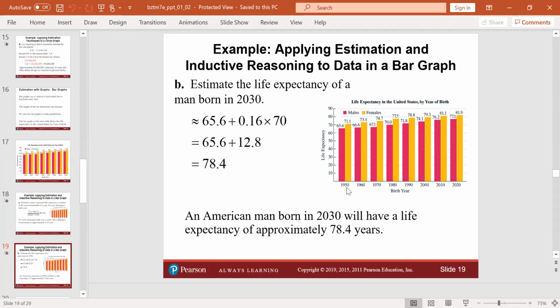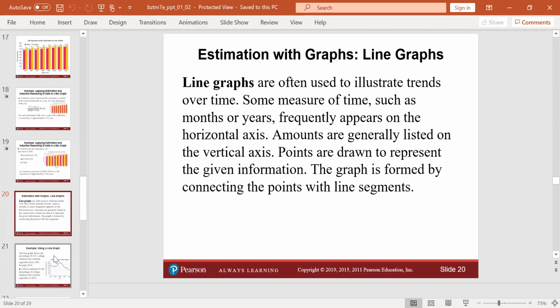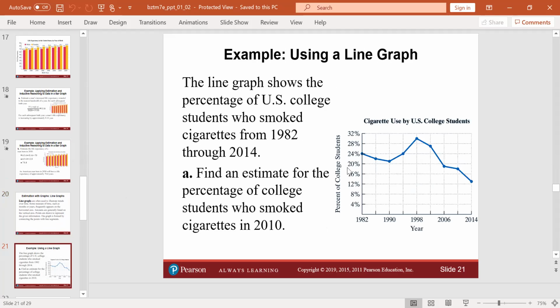So if you're born in 2030, that's actually wrong. That's 80 years after 1950. So that's kind of where they're getting this little side calculation from. This is actually supposed to be 80 right here, but they did the math right down here. All they did was set up a linear function, y equals mx plus b. So kind of interesting.